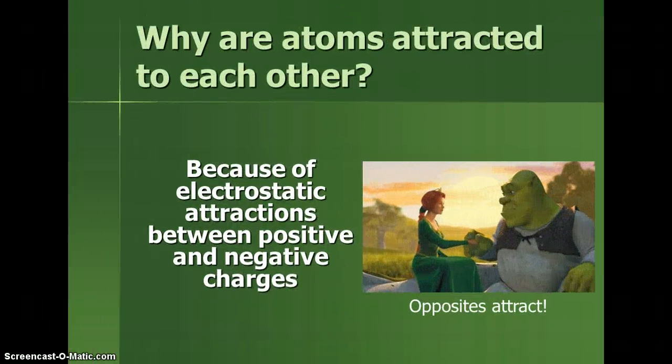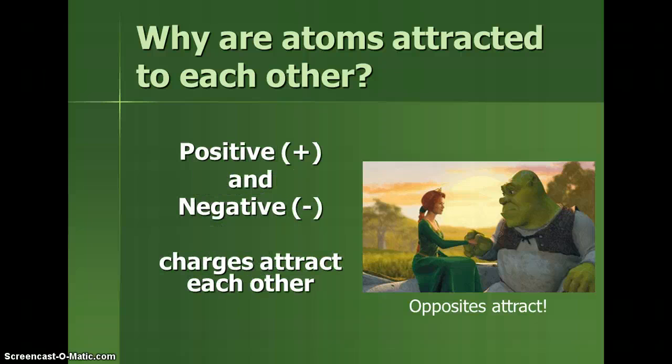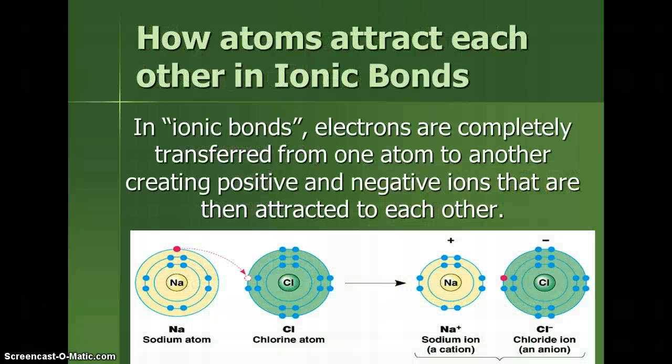Now, atoms are attracted to each other because of that electrostatic attraction between positive and negative charges. And remember, opposites attract. So in ionic bonds, which is when electrons are completely transferred, or given and taken from one atom to another, this is going to be creating a positive and negative ion that are then attracted to each other.